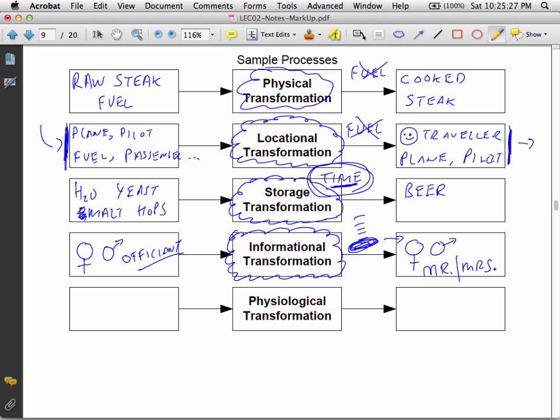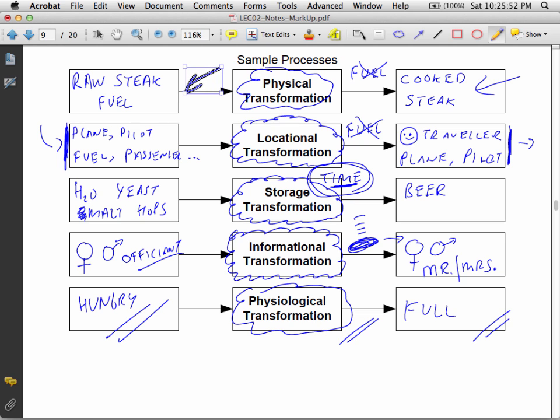It's an informational process. And finally, give the physiological transformation. I was hungry, and then I ate the raw steak from up here. Oh, no, I didn't eat the raw steak. What am I saying? I ate the cooked steak. That's better. And then I was full. So physiological transformations happen all the time too. You have sick patients, and they undergo medical treatment, and then end up physiologically transformed into healthy patients. So that's an example of process thinking.